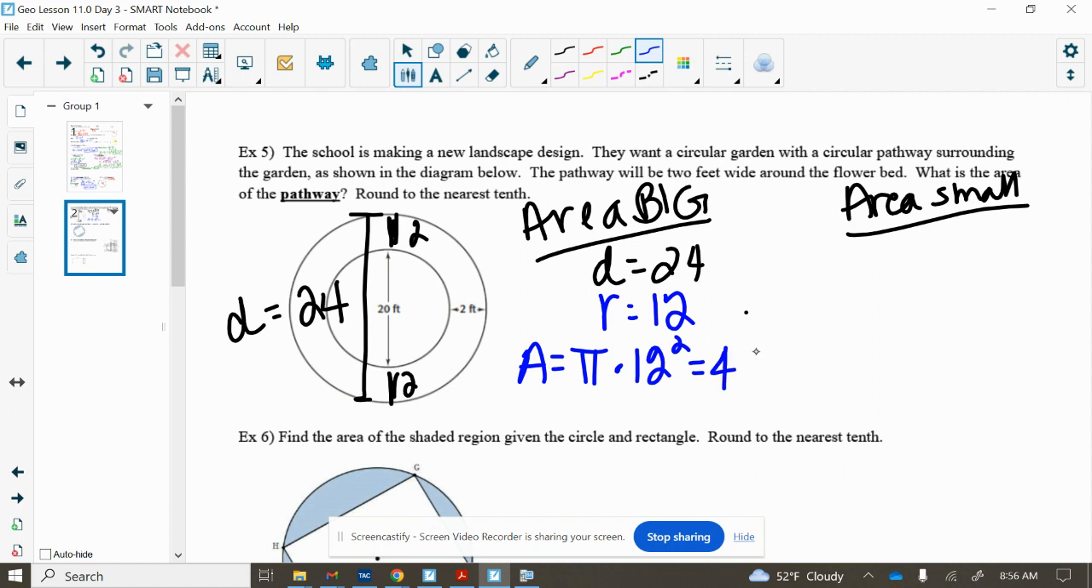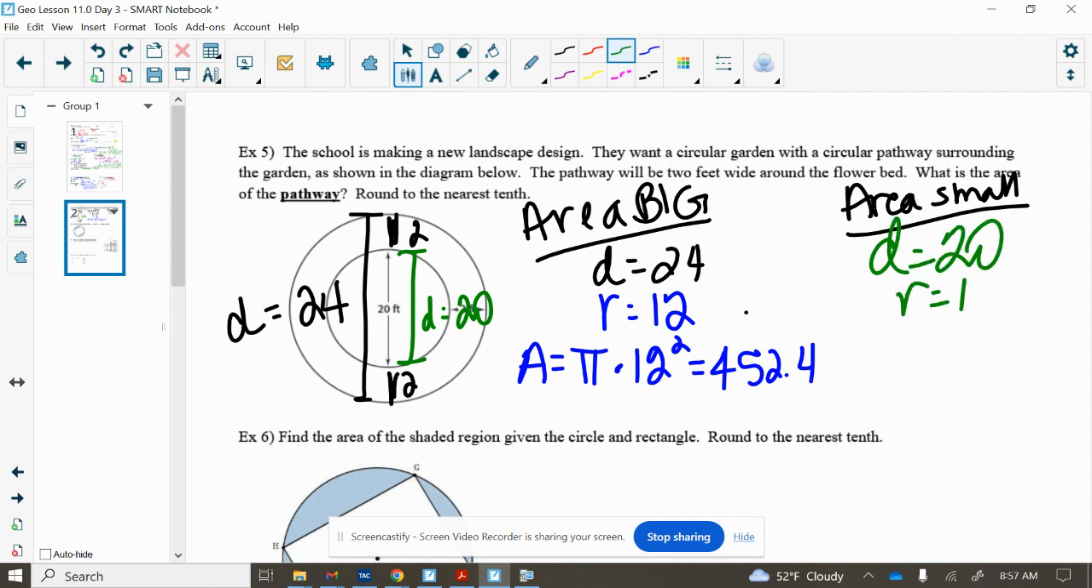So about 452.4 feet. Now the smaller one, again, just our green portion inside here, our garden, that we see has a diameter of just 20. Which means if our diameter is 20, our radius this time is 10, and the area is pi times that radius value squared. So 100 pi is about 314.2.